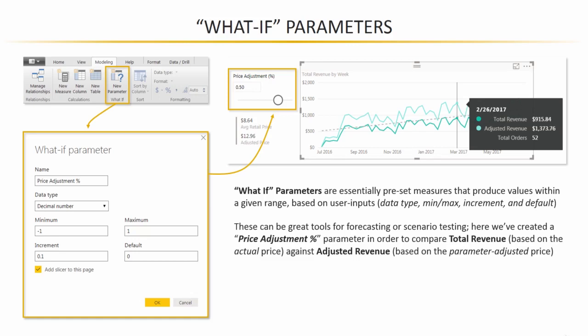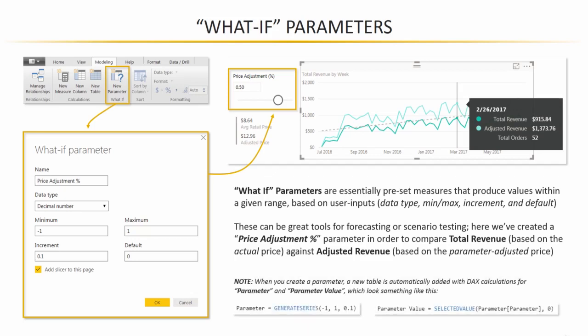So the example you see here and the example that we're going to practice is creating something like a price adjustment percentage captured within a parameter so that we can compare total revenue based on actual information and actual prices against an adjusted revenue based on the parameter adjusted price. And I'm going to show you exactly how that works.